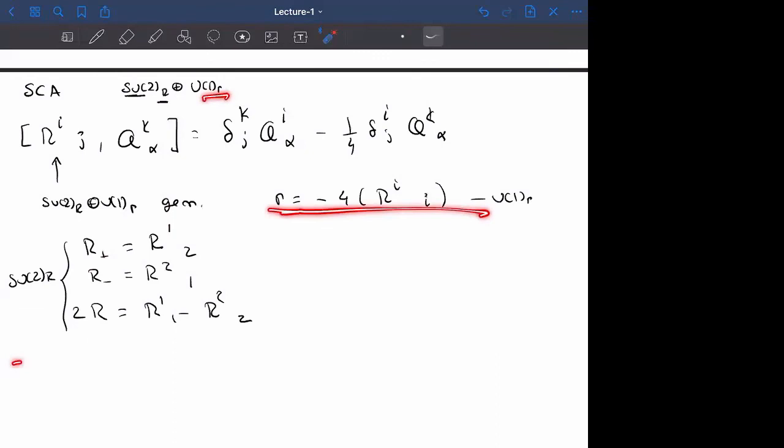Yeah, so then why is it charged under U1R? Why are you saying it is charged under U1R, and how does it differ from the SU2R?